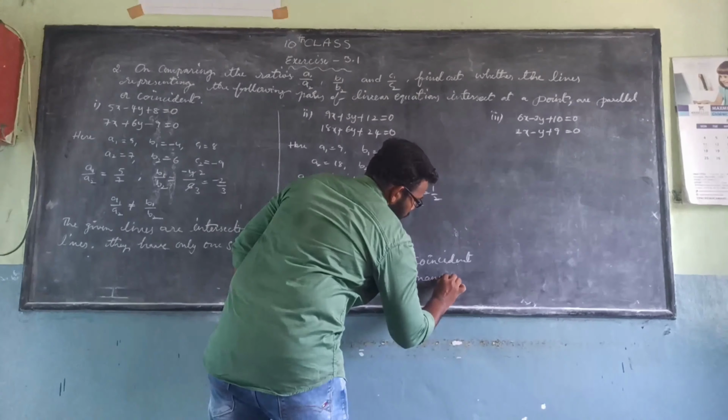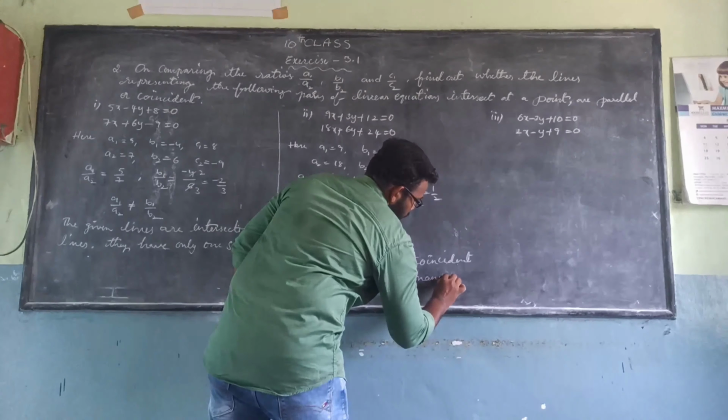a1 by a2 is equal to b1 by b2 and that is not equal to c1 by c2. So we can say that the given lines are parallel lines and they have no solution.